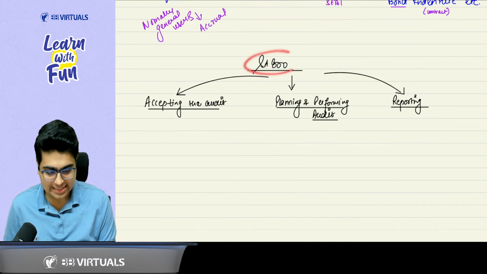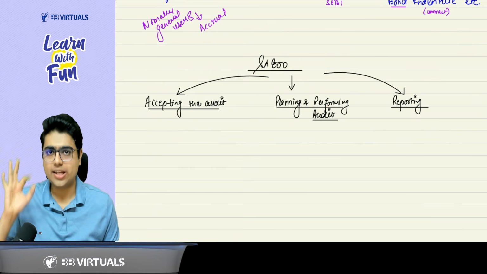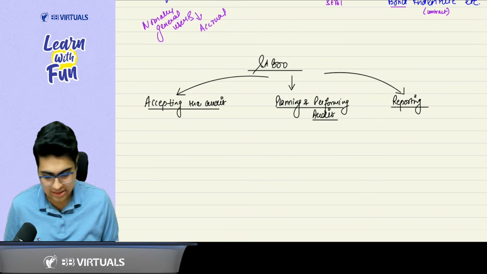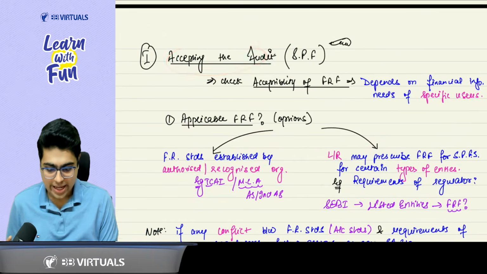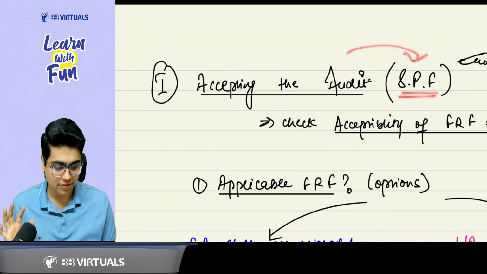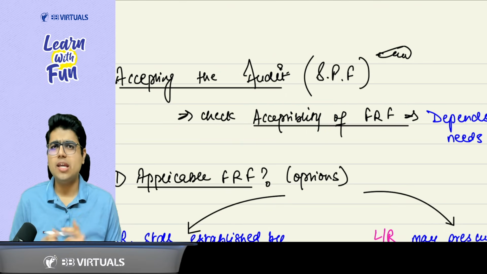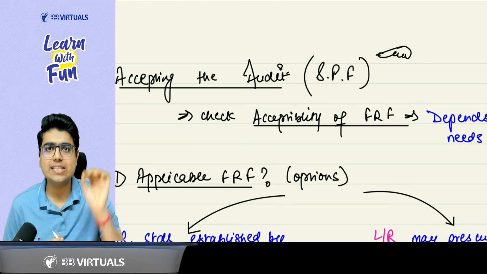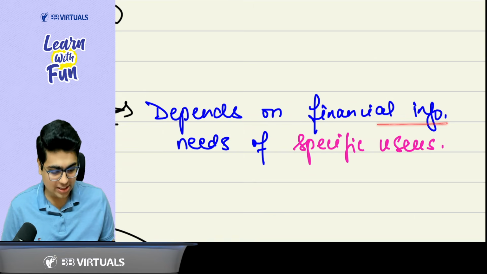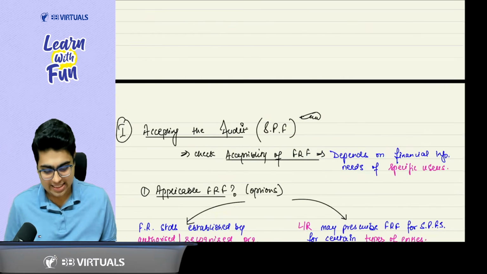Now I have divided the SA 800 series into three parts: accepting the audit, planning and performing the audit, and then reporting. Let's understand each part properly. Okay, sir. So first of all, talking about accepting the audit. Here the main focus of accepting the audit is on the special purpose framework, whether it is acceptable or not. Now you people tell me, how will you determine if the special purpose framework is acceptable? Sir, if it is meeting the financial information needs of specific users, then it will be acceptable.